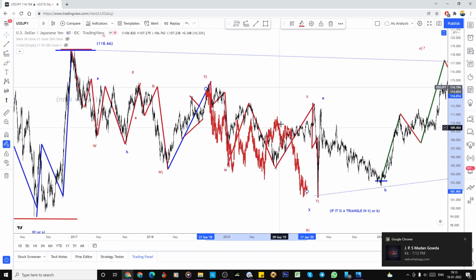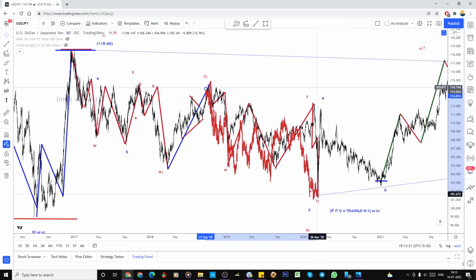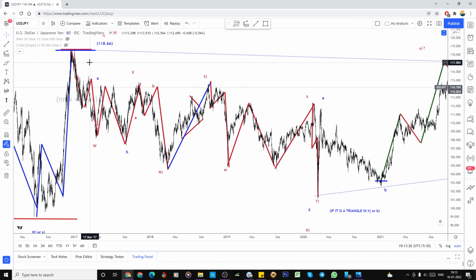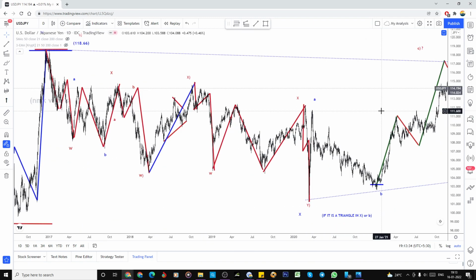And later on this is the connecting wave. So that connecting wave is here, and this is the one impulsive wave. So this is the impulsive wave. So it's done. So here it's one part of correction, this is the connecting, and this is the other part of the correction. So after this is the W, this is the X, and this is the aggressive V reversal.